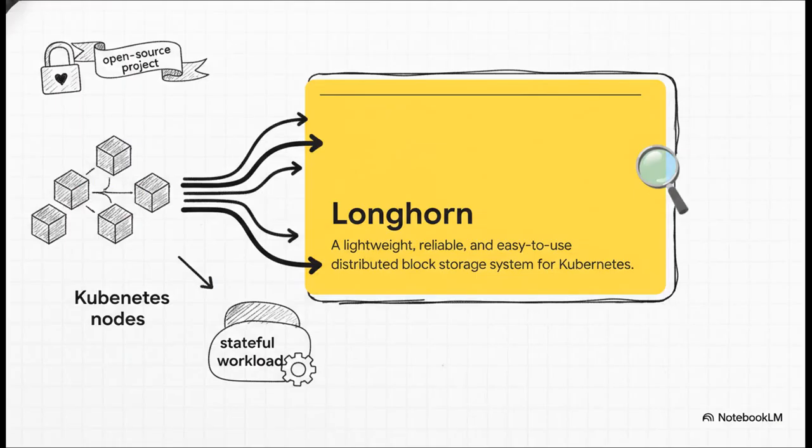So, at its heart, Longhorn is what we call a distributed block storage system, made specifically for Kubernetes. And here's the genius of it. It takes the local storage you already have on your Kubernetes nodes and transforms it into this super resilient, replicated storage pool for your stateful apps. And best of all, it's completely open source.